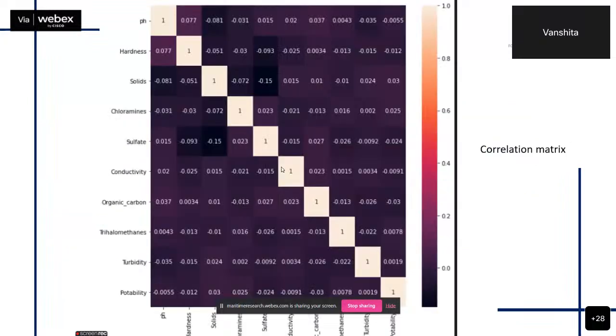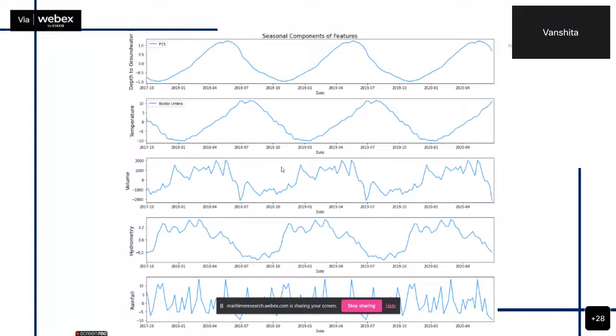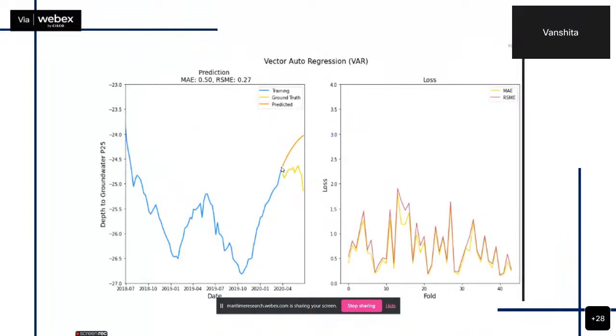Moving forward, this is the correlation matrix for the groundwater quality prediction model, and the confusion matrix for the random forest classifier model. Next up, this is the plot for groundwater level prediction, which depicts the seasonal components of features: rainfall, hydrometry, volume, temperature, and depth to groundwater. And this is the final plot, which depicts MAE, RMSE, and loss.